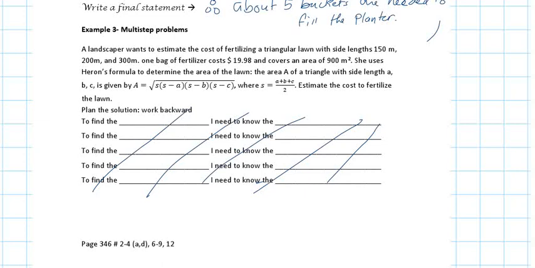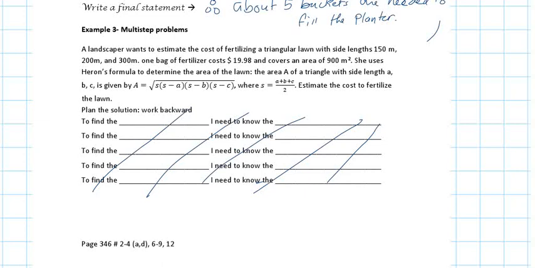Okay, so a landscaper wants to estimate the cost of fertilizing a triangular lawn with side lengths 150 meters, 200 meters, and 300 meters. So this is very important. This is like a daily application. If you own a landscaping company and you want to price something to your customer, you need to know, because you don't want to lose money. You want to make profit, right?